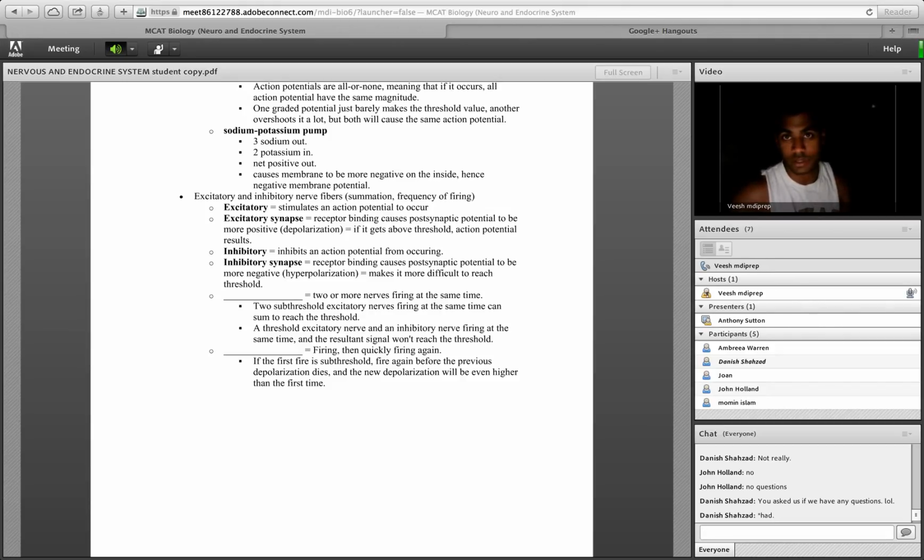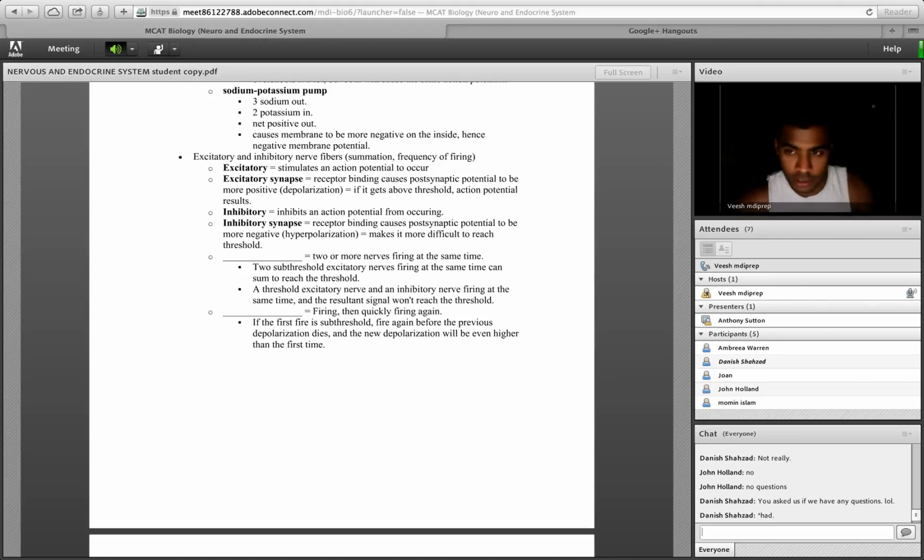So in between those nerve fibers, you have inhibitory synapses. So there, the receptor binding causes the postsynaptic potential to be more negative or cause hyperpolarization, and that makes it more difficult to reach the threshold. And in fact, with both the excitatory and inhibitory nerve fibers, there are different types of neurotransmitters being used. An example of an excitatory neurotransmitter would be acetylcholine, whereas a type of inhibitory neurotransmitter is one called GABA. But those are just extra details that you don't necessarily need to know.